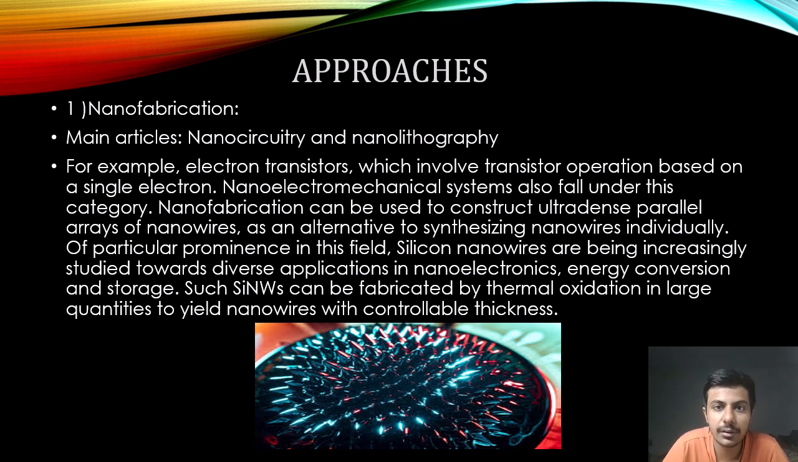There are many approaches in nanoelectronics. First is nanofabrication. The main areas are nanocircuitry and nanolithography. Electron transistors involve transistor operation based on a single electron. Especially for those transistors where only one electron is required, we make them by the approach of nanofabrication. It can construct ultra-dense parallel arrays of nanowires as an alternative to synthesizing nanowires individually.